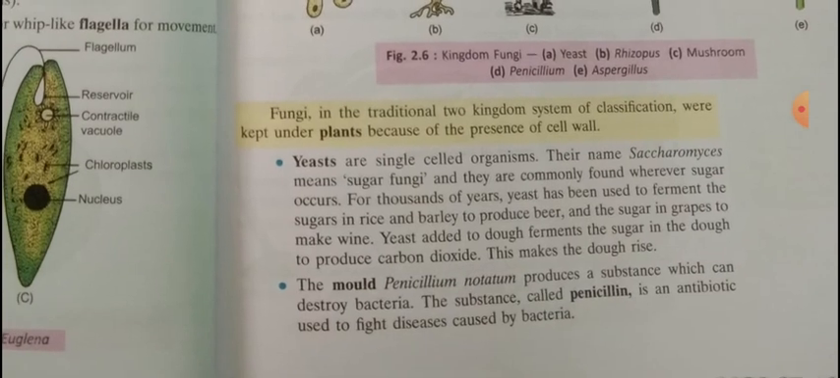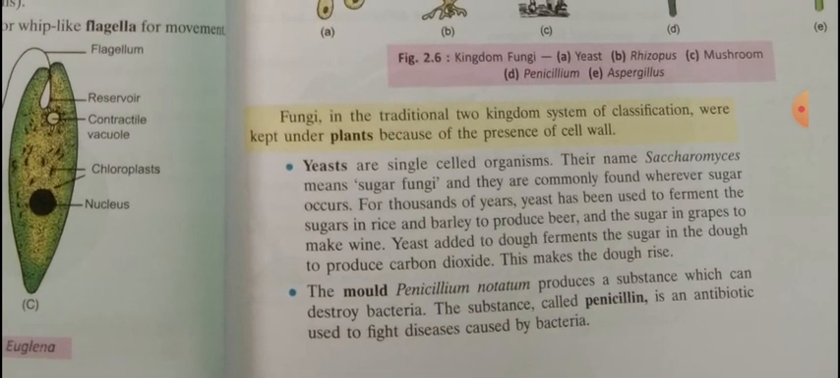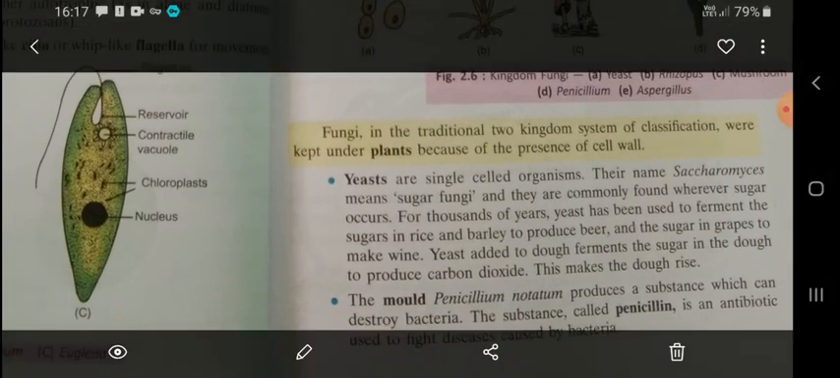Yeast added to dough ferments the sugar in the dough to produce carbon dioxide. This makes the dough rise. The mold produces a substance which can destroy bacteria. The substance called penicillin is an antibiotic used to fight diseases caused by bacteria. Please underline this. This is important. Moving forward to the next page.